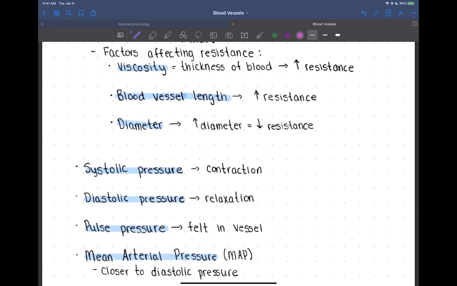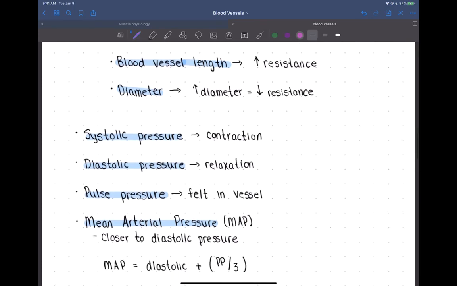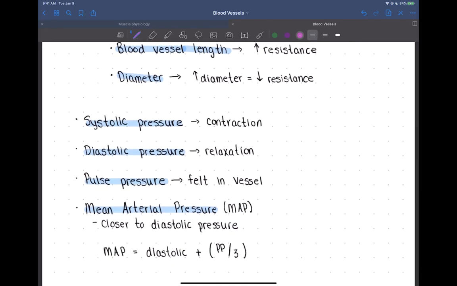All right. So there are two different types of pressure in the blood vessel. There's systolic pressure. This is the pressure when the heart contracts. This would be peak pressure also, so this would be the highest pressure. And then when the heart relaxes, the ventricles relax, that would give you the diastolic pressure.